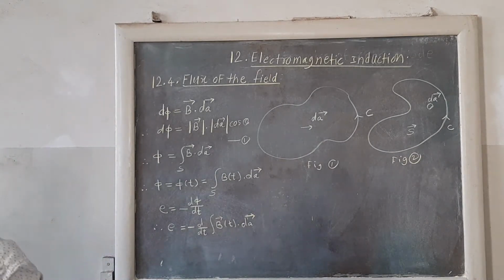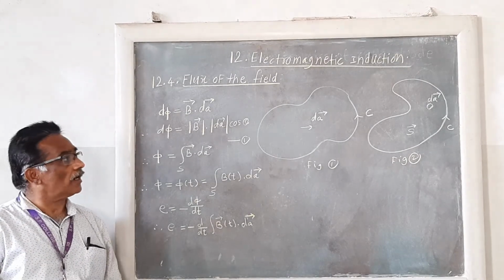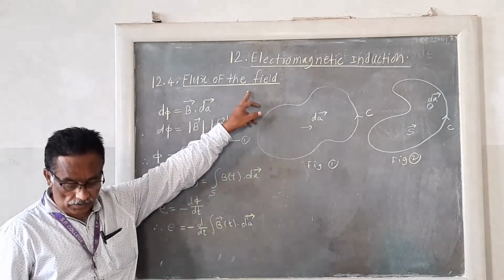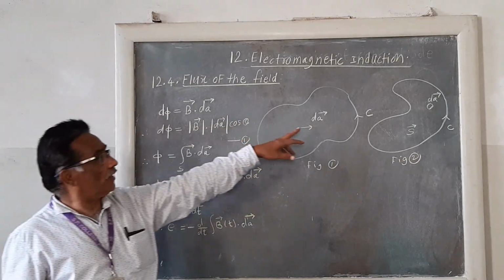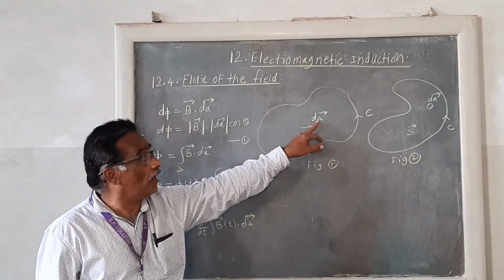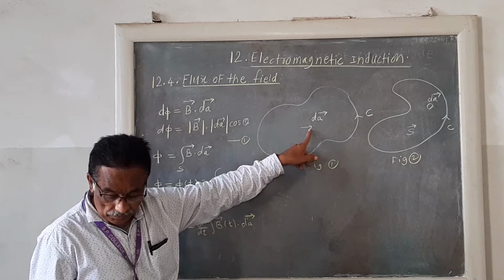Now, in order to have the concept of flux of the magnetic field, we have to consider Faraday's laws. Faraday has given two laws. In order to understand Faraday's laws, the concept of flux of the field is necessary. For that, let us take into consideration the small element of area dA, and it is directed in this direction.